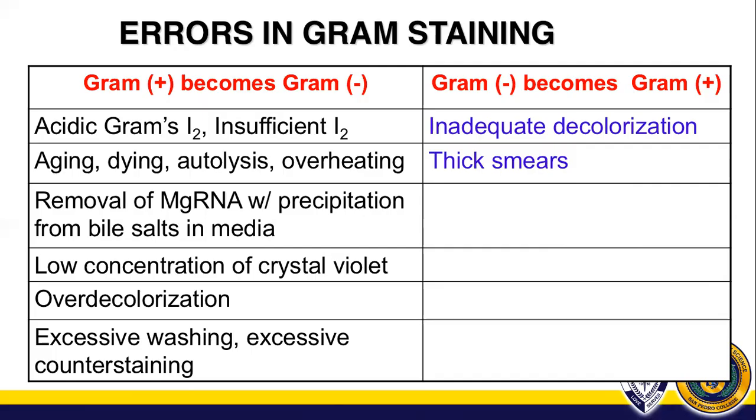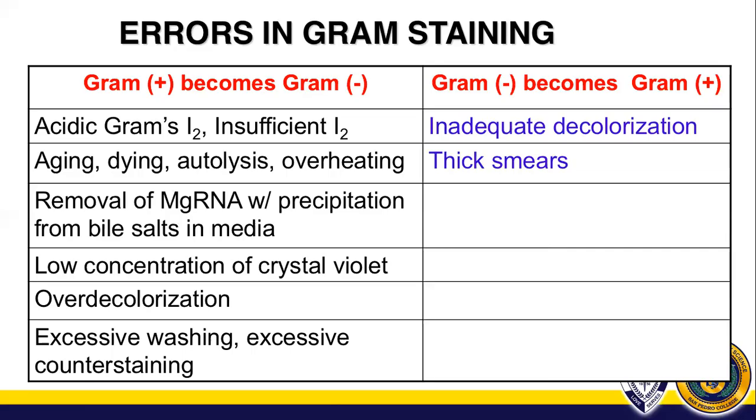Overheating can also result in gram-positive becoming gram-negative. During heat fixation, remember not to do it excessively. That's why we simply let the slides pass along the flame from time to time, moving back and forth. We're not supposed to leave our slides on top of the flame. It will break our slides, but in the process, it will also destroy the cell morphology. It will damage the cell wall and the peptidoglycan layer along with it.